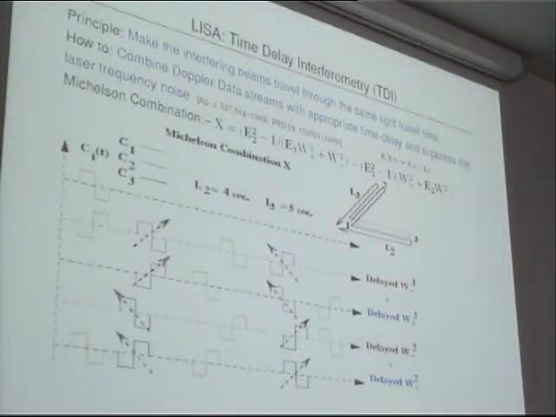So let's say these are the two delayed data streams. This is shown by the sum of these two, and you see that this cancels C2 and this cancels C3, and when you combine them, it cancels C1.